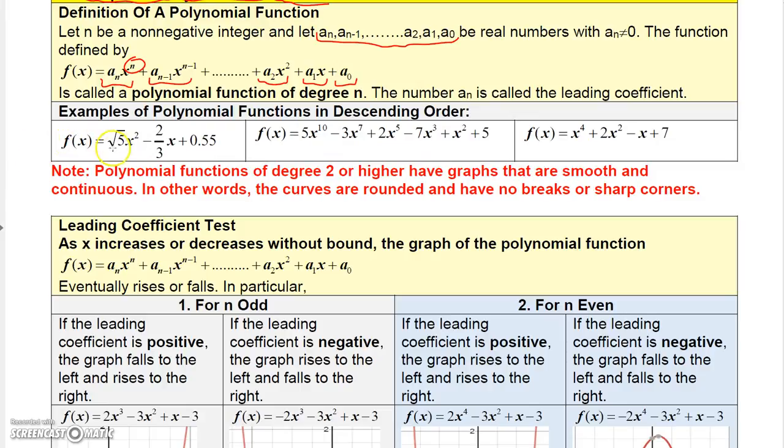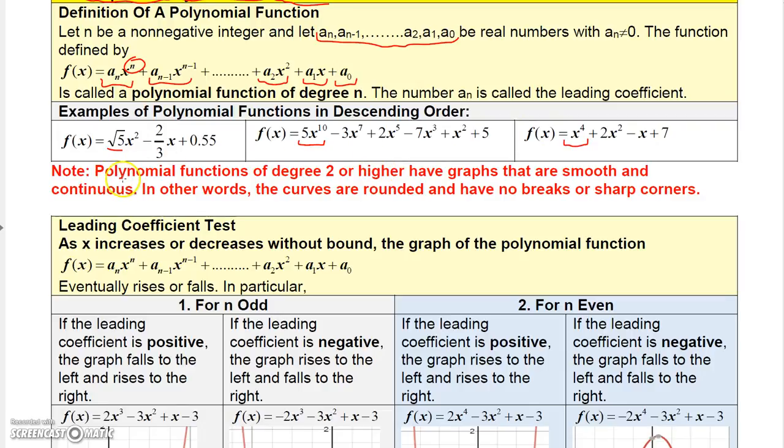So here are some examples of polynomials, and I've written them in descending order. Here's a polynomial of degree 2 where the leading coefficient is square root of 5. Here's a polynomial of degree 10 where the leading coefficient is actually 5. And here's a polynomial of degree 4 where the leading coefficient is 1.